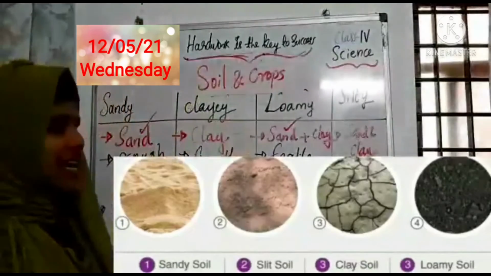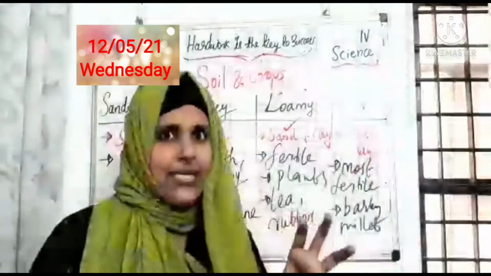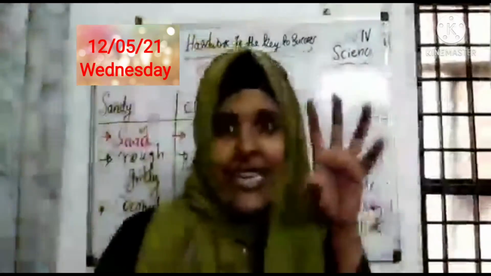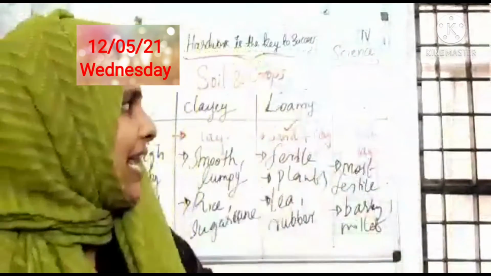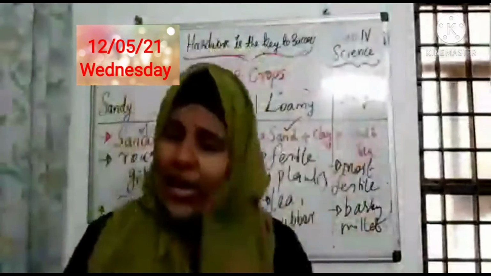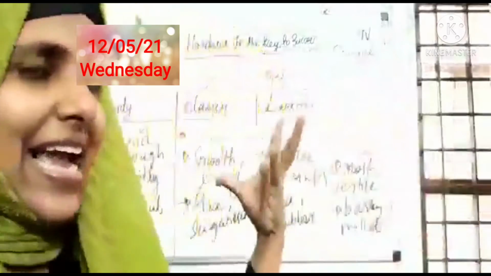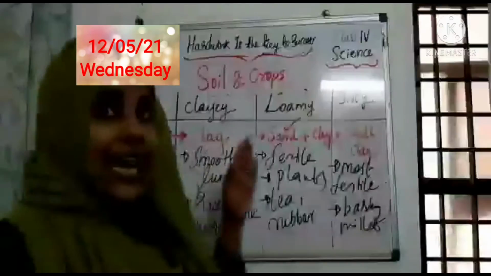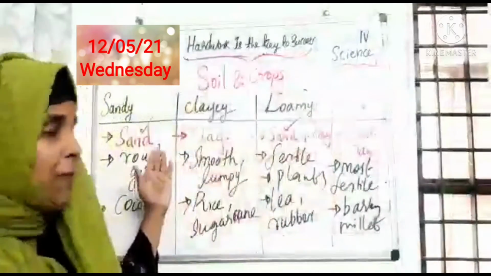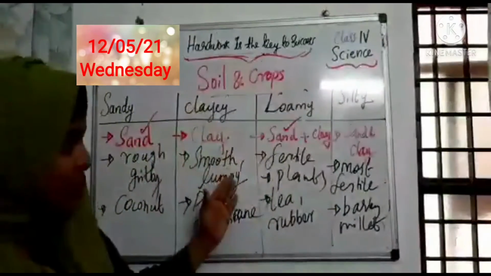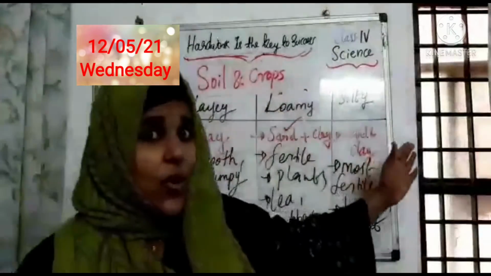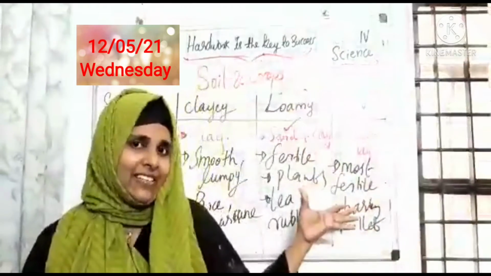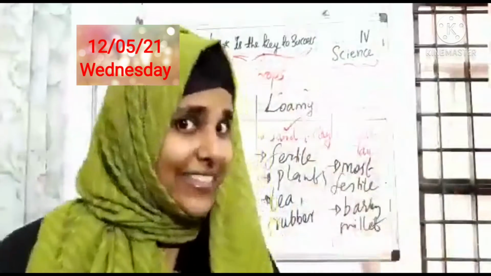Then what about clayey soil? Clay particles we can see in clayey soil. And in loamy soil, a mixture of sand and clay. And silty also, fine grains of sand and clay we can see in silty soil. Okay, sandy soil is very rough, but clay soil is very smooth, and loamy and silty soil are very fertile, and we can see humus rich area in there. Okay, humus is a natural fertilizer.